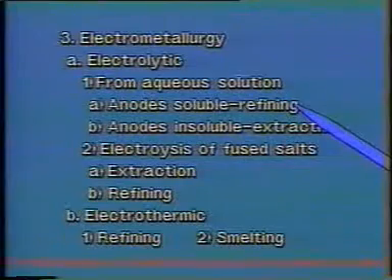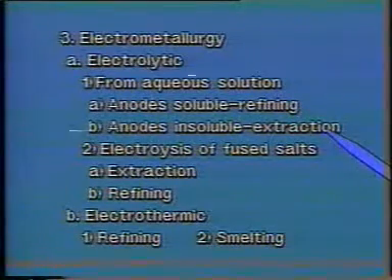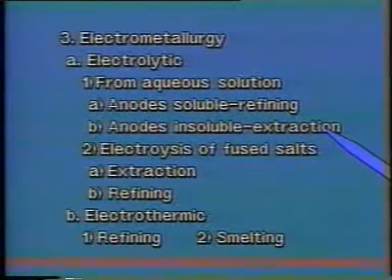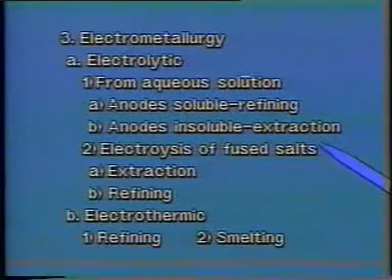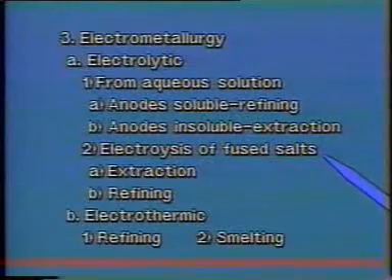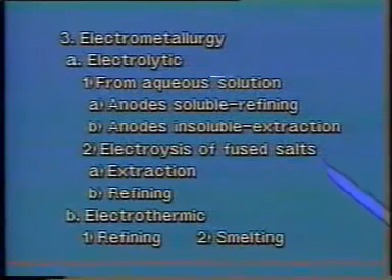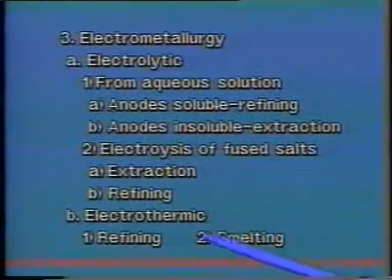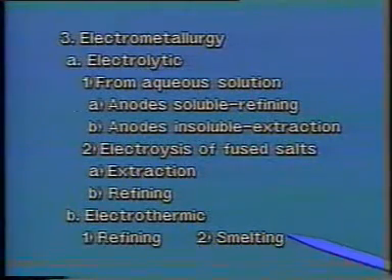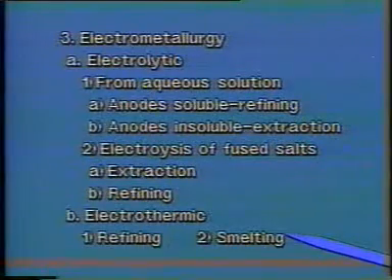And then we have an insoluble anode, and that means we are taking the solution itself and extracting the material from it. We have electrolysis from fused salts. We do an extraction and refining of those, and we'll talk about those just slightly. And we do an electrothermic process, which is refining and smelting of the material. That involves both electrical and thermal aspects, and we do it both at the same time. And in the refinement of aluminum, we'll find that that's something we have to really take a close look at. Well, let's go on an adventure to get copper.